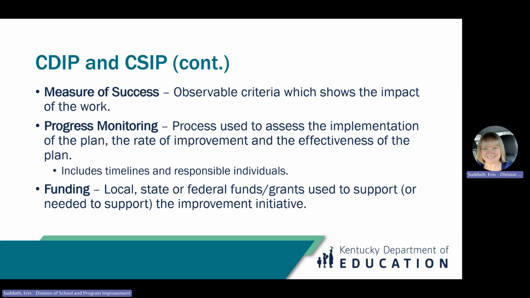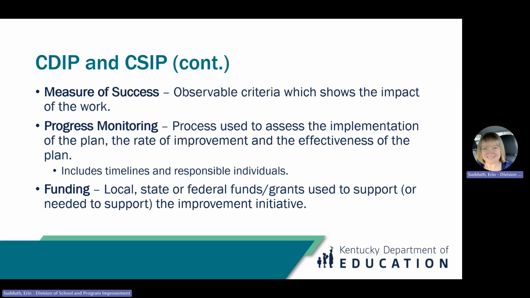The measure of success is the observable criteria which shows the impact of the work. So how will you know that something has worked? I mentioned that objectives need to be measurable. Measures of success can be quantitative, qualitative, or a combination of both. High-quality measures of success will include student achievement data and implementation data.